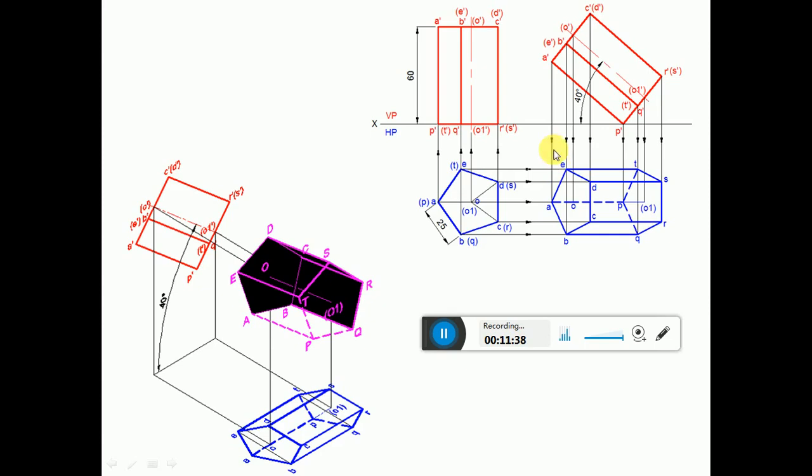Now once you do this, we need to join all these points: join A to B, B to C, C to D, D to E and E to A. Similarly, P to Q, Q to T, Q to R, R to S, S to T and T to P. Then join between AP, then BQ, CR, DS and ET with continuous thin lines.